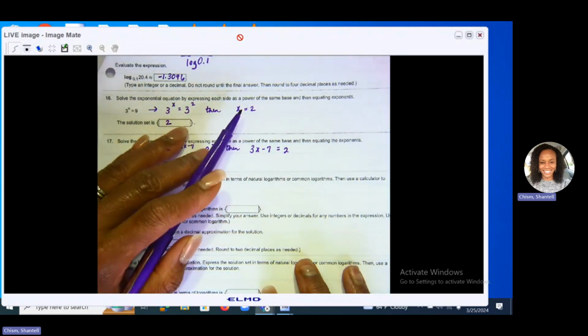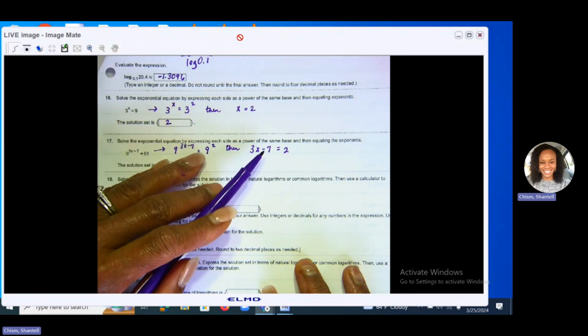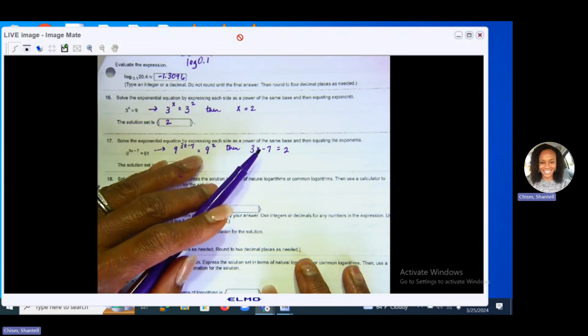Up here, it was just simply x equals 2. X was already isolated by itself. Here, we've got to do a little bit more work to isolate the x to get the answer. So we're just going to use basically our equation techniques that we know to use to solve linear equations.